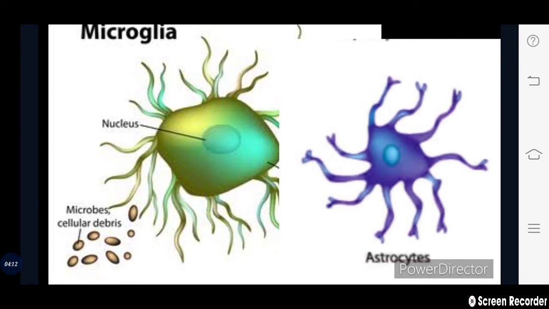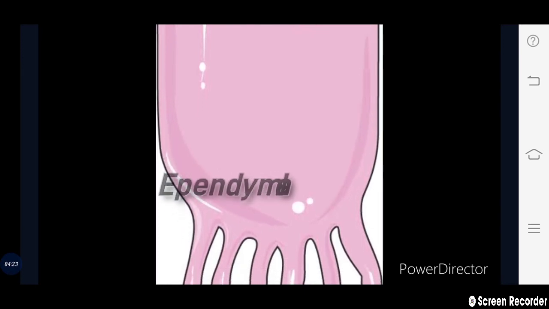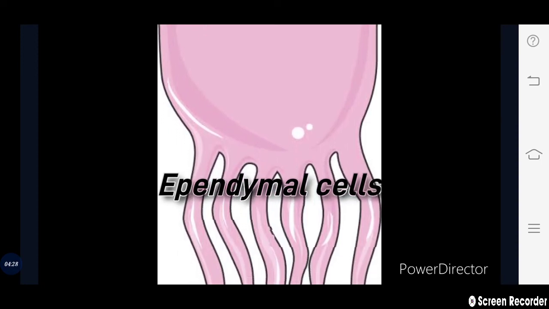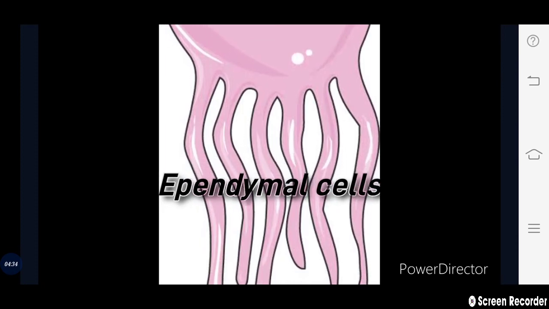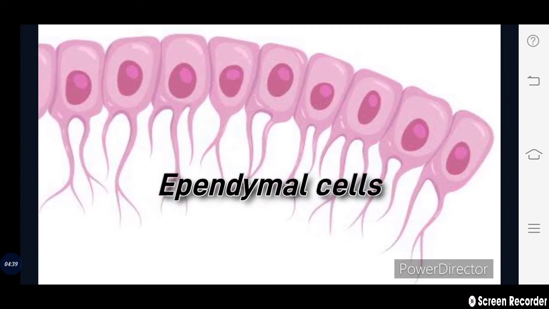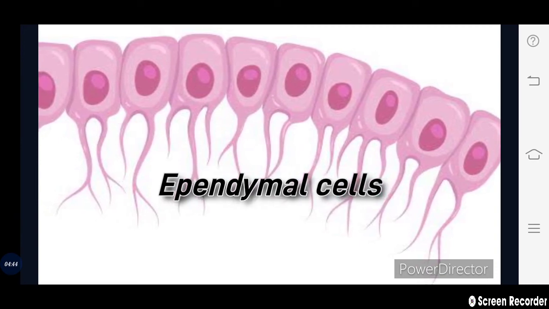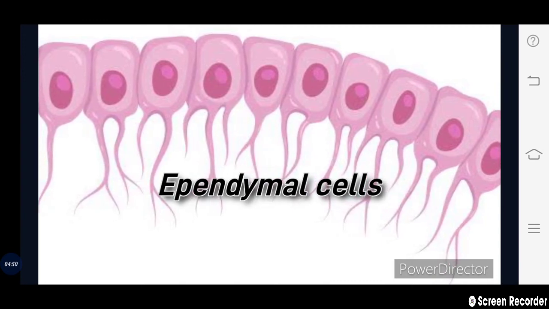Then the next type of neuroglial cells are called ependymal cells. These are single layered squamous, columnar, ciliated epithelial cells, and they form the lining of the ventricles of the brain as well as the central canal of the spinal cord. These ependymal cells are functional in the production and circulation of CSF, that is cerebrospinal fluid, in the central nervous system.